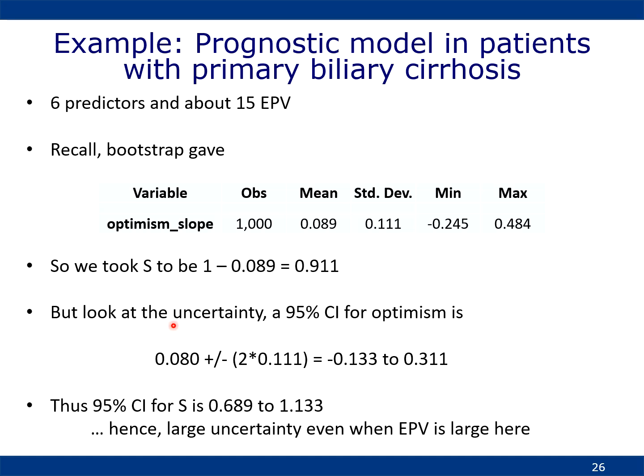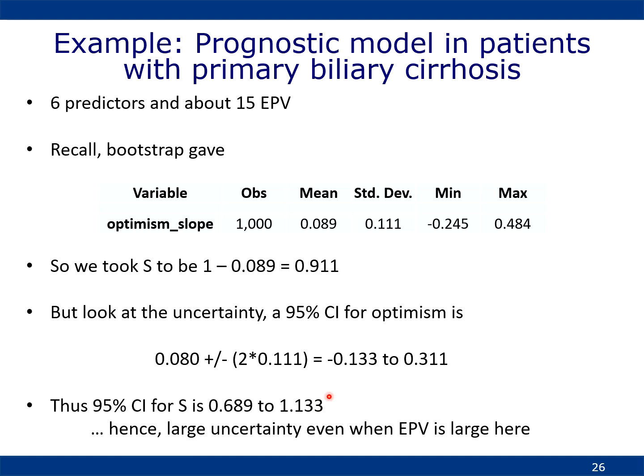But let's have a look at the uncertainty. What is the correct estimate of our uniform shrinkage that should be applied? Well, the uncertainty in the optimism from my bootstrap samples is between minus 0.133 to 0.311. So my best estimate is that the optimism in the calibration slope is 0.089, but actually it could be anywhere between here. So translating that back to the shrinkage factor, this gives a 95% confidence interval for the shrinkage factor of between 0.689 to 1.133.